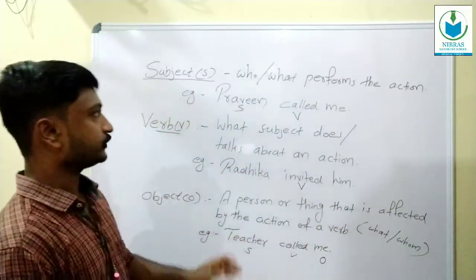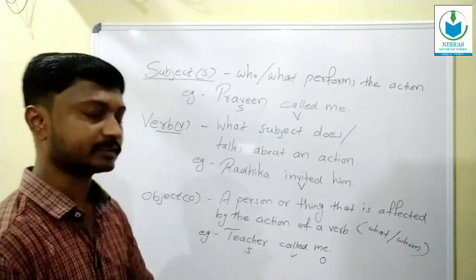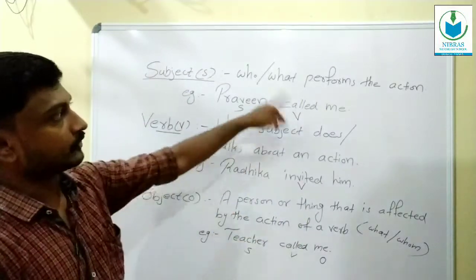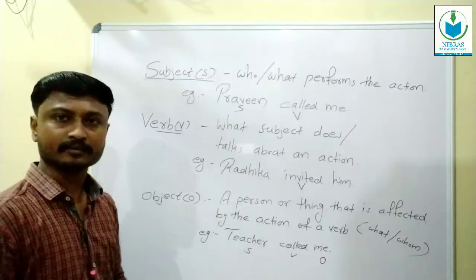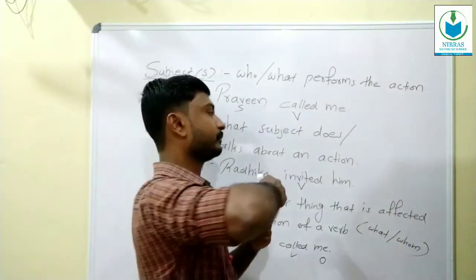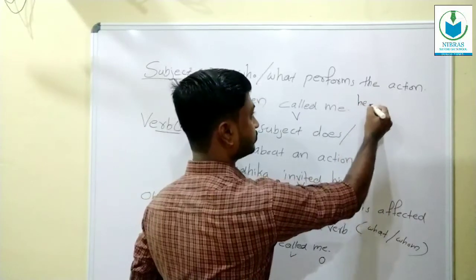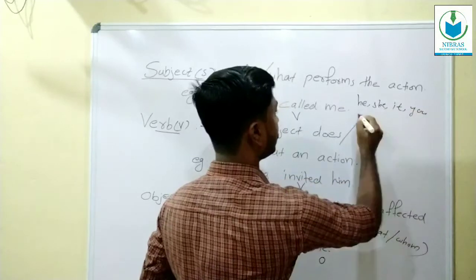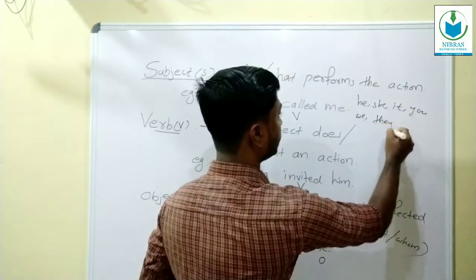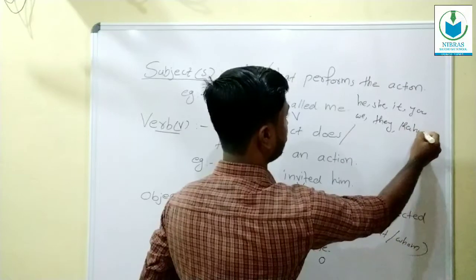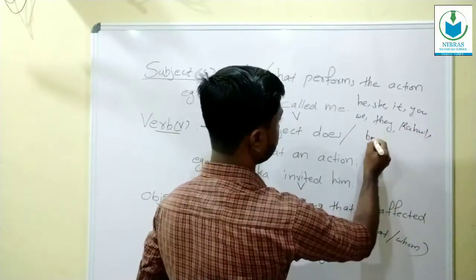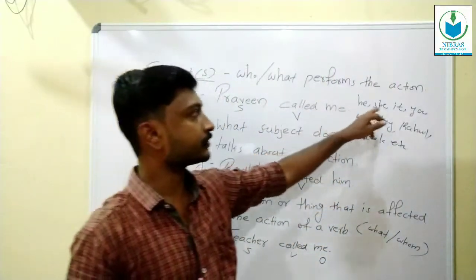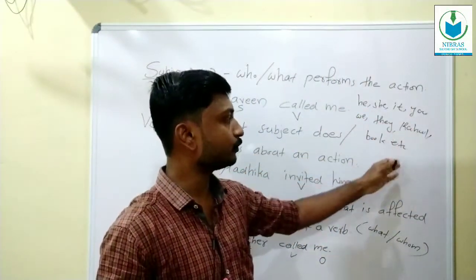This is the way to find out subject, verb, object in a sentence. Also, what is subject? We know that who performs or what performs the action is called a subject. Subject may be he, she, it, you, we, they, Rahul, book, etc.